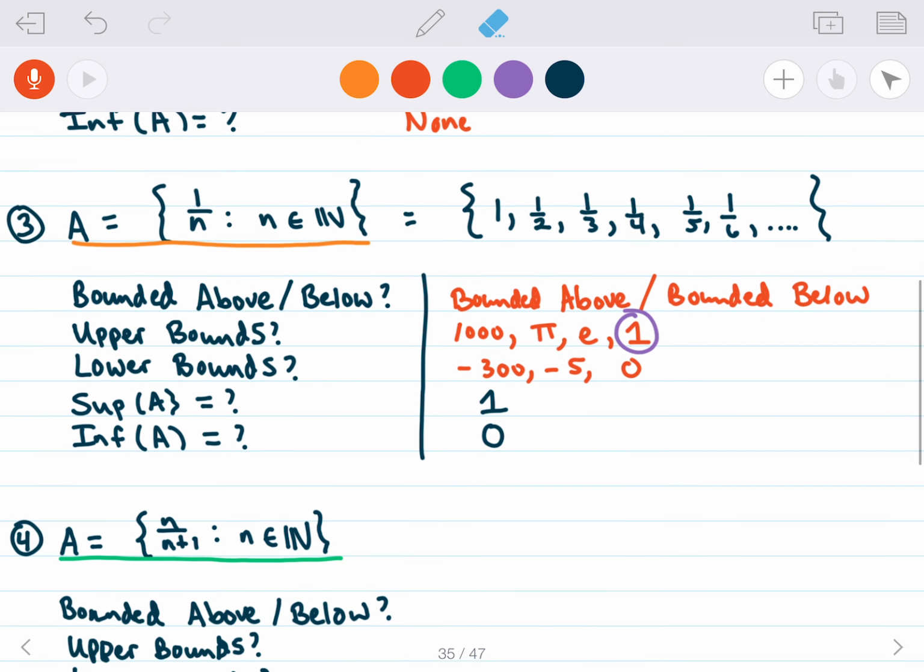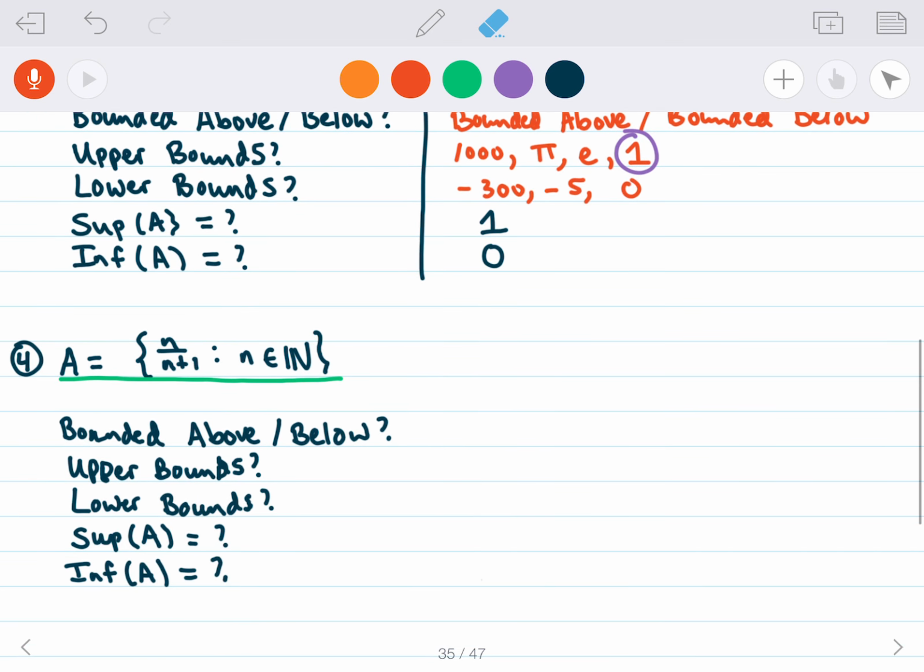Now let's look at another one. So we have the set A is n over n plus 1, where n is a natural number. I like to just start by writing some terms in my set. So if I let n vary through the natural numbers, I have 1 over 1 plus 1, I have 2 over 2 plus 1, and so forth: 3/4, 4/5. And you can see where this is going.